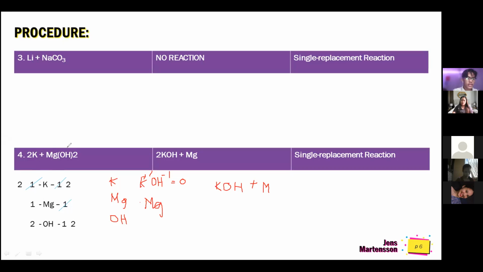And sa hydroxide ng reactant side is 2. Wait lang, bakit 2? Sorry, ma'am. So, 1. So, padayon ta.